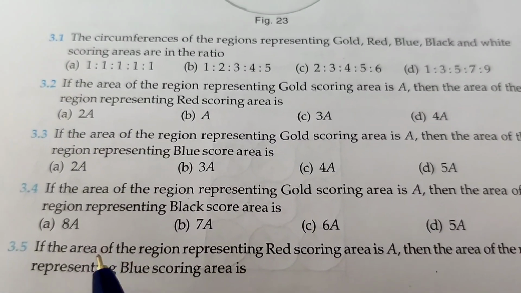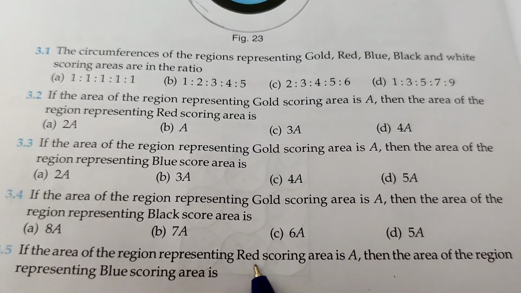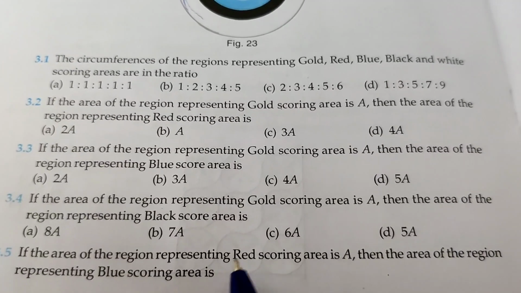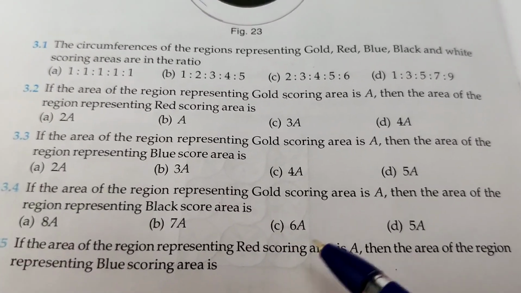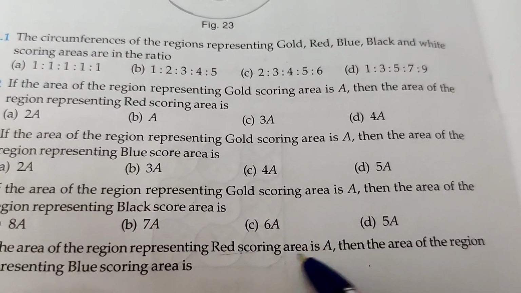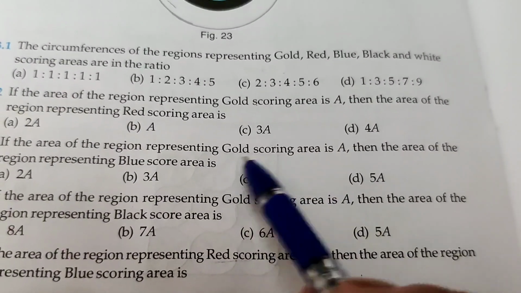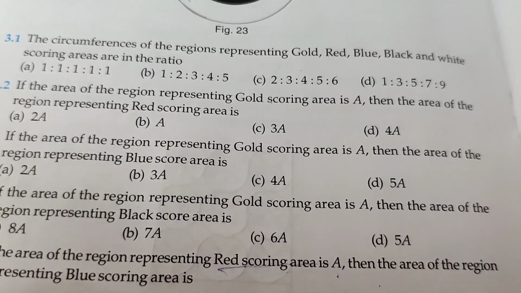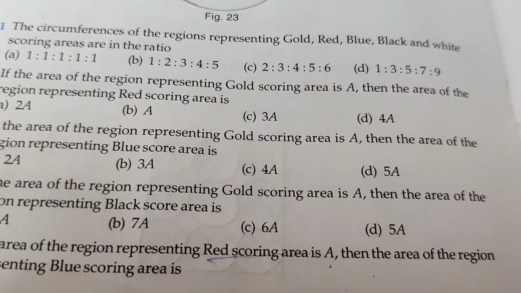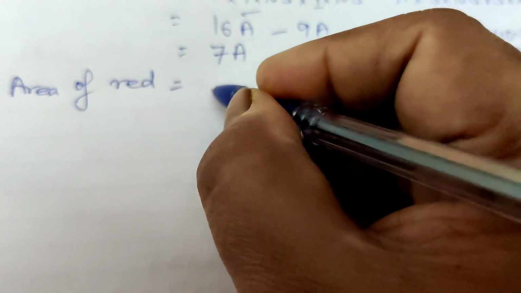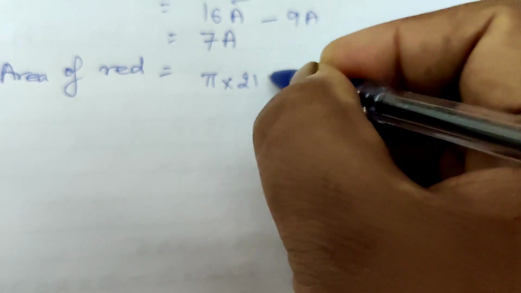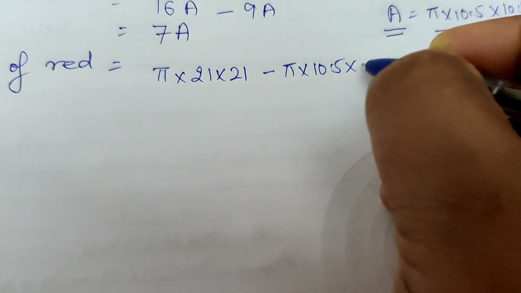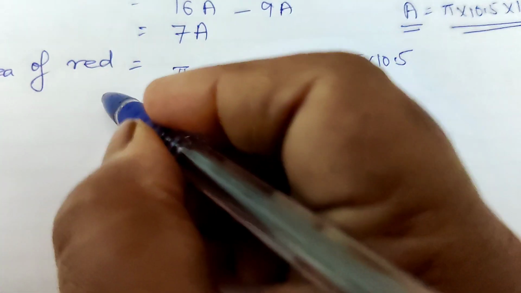Now the last question. If the area of the region representing red scoring area is A, then the area of region representing blue scoring area is. Now note in this question, red scoring area is A. In all the gold scoring A, it means in this question red scoring area is A. First we have to write the area of red region. Area of red region equal to pi, radius of red region is 21 into 21 minus area of gold region. This is the area of red region which is equal to A.